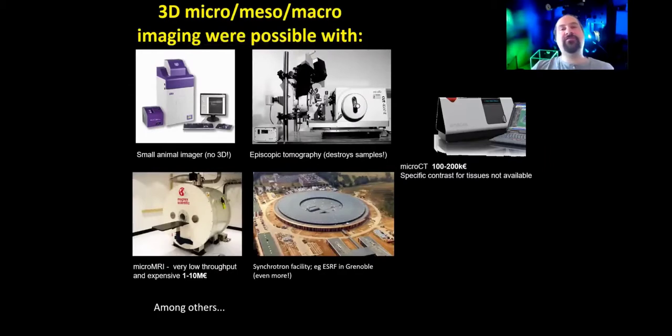You have destructive techniques like episcopic tomography, where it physically slices the sample slice by slice progressively, and you can obtain a three-dimensional reconstruction, but the sample is gone by the end, and it's fairly technically complex to obtain. Or you can resort to very expensive, cumbersome techniques like micro-MRI or even a synchrotron facility, which cost in the range of millions of euros and thousands of euros an hour to operate. And they're very low throughput. You're lucky to get one sample every day.